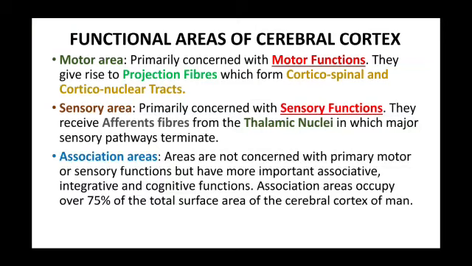Association areas are not concerned with primary motor or sensory functions. They have more important associative, integrative, and cognitive functions. Association areas occupy over 75% of the total surface area of the cerebral cortex of man.